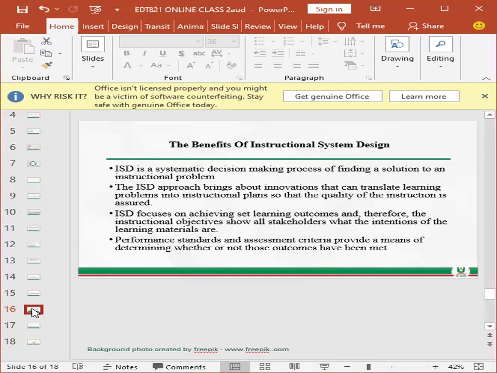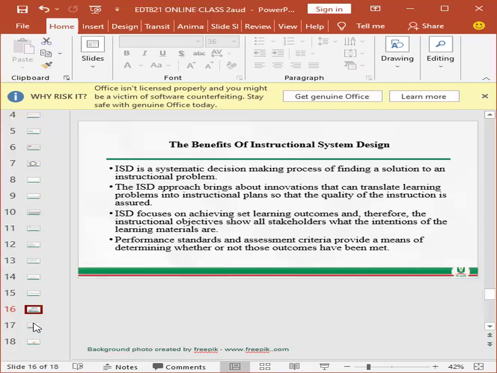Instructional system design focuses on achieving set learning outcomes, and therefore the instructional objectives show all stakeholders what the intentions of the learning materials are. And at the same time, performance standards and assessment criteria provide the means of determining whether or not those outcomes have been met.